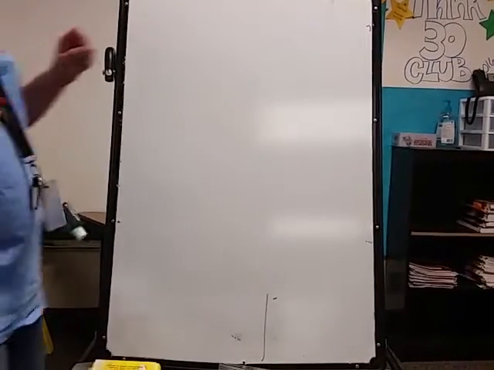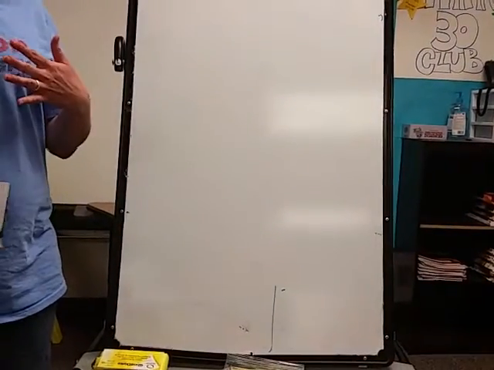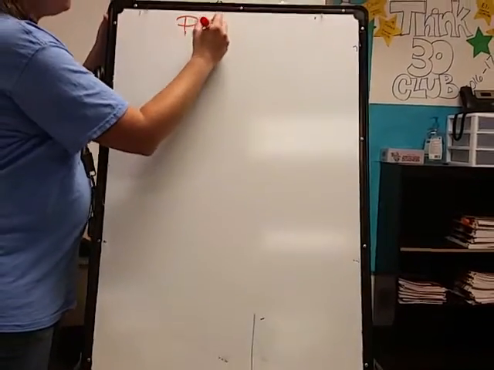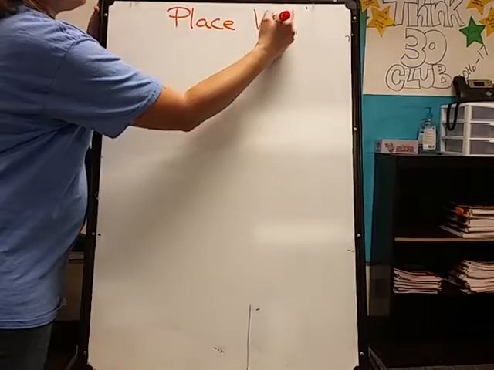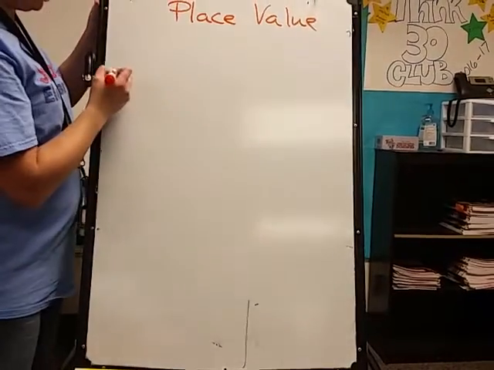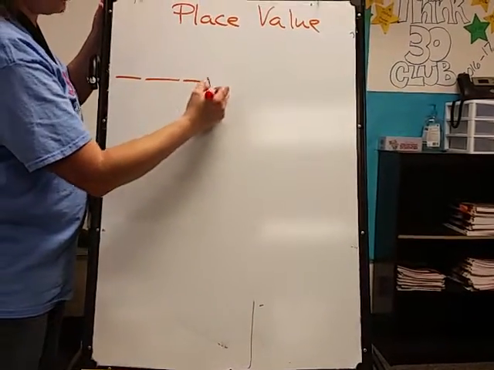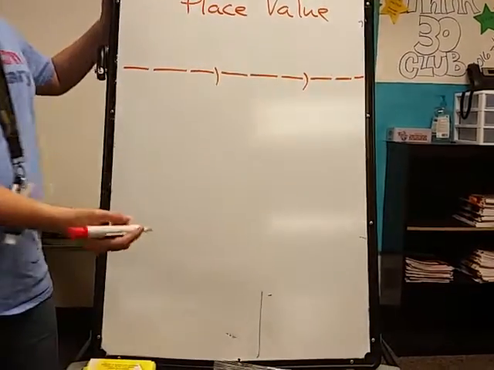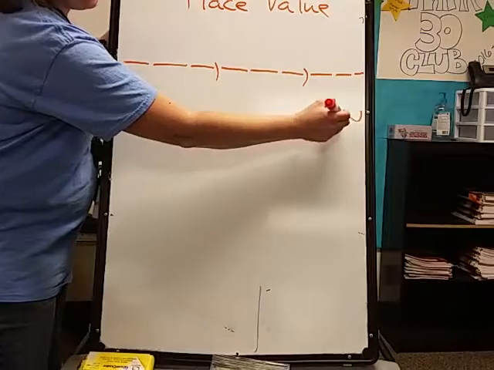Okay. All right, so we're gonna do a quick review on a few different things. We're gonna start out with place value. Okay, place value in 4th grade, you need to know up to the 100 millions. Now, these little guys have a name.